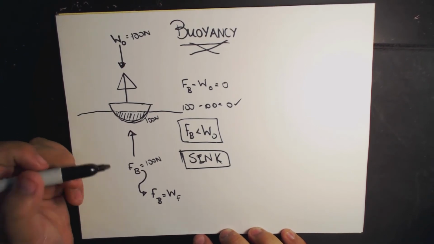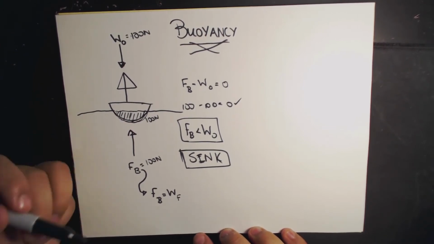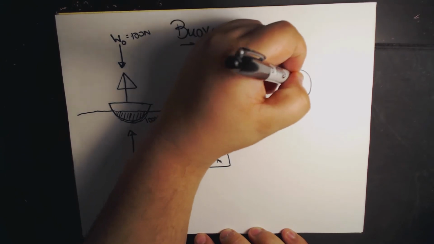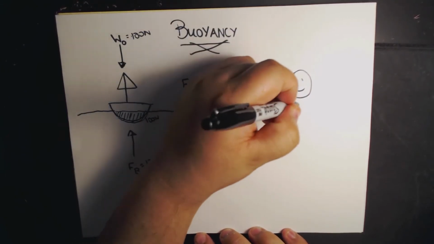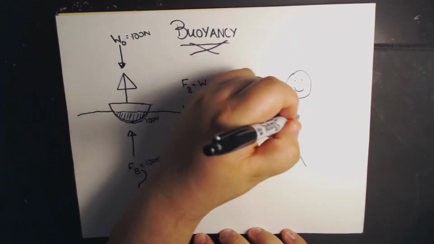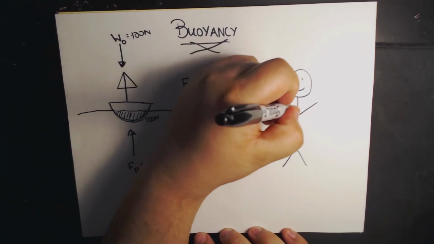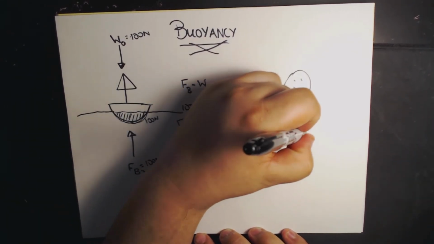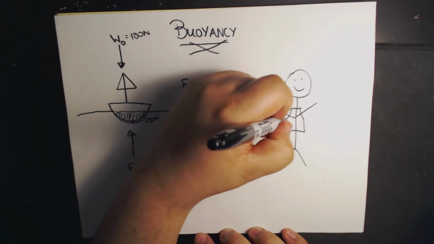Now, to further explain this phenomenon, let's consider a scuba diver. You have a scuba diver here. Her name is Jill. She's a happy scuba diver. She wants to go scuba diving. She's got her vest on, her tank, and everything. Again, my artistic skills are shining.